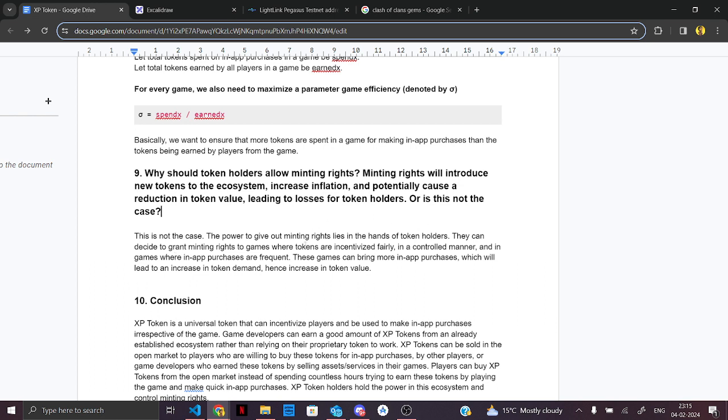The power to give out minting rights lies in the hands of token holders only. They can decide to grant minting rights to games where tokens are incentivized fairly in a controlled manner, in games where in-app purchases are frequent, and these games can actually bring more in-app purchases, which will lead to an increase in token demand, hence an increase in token value. So this is not something which will happen in the ecosystem if token holders are making good decisions. Actually, token value will only increase.